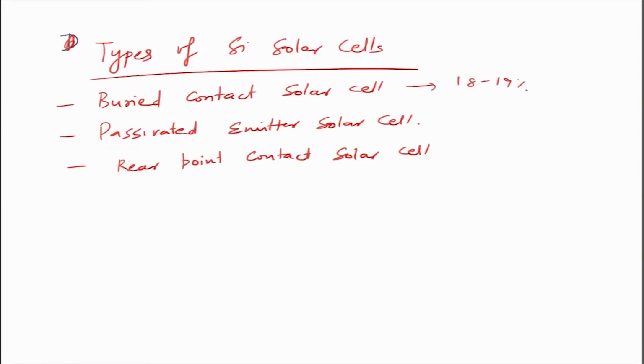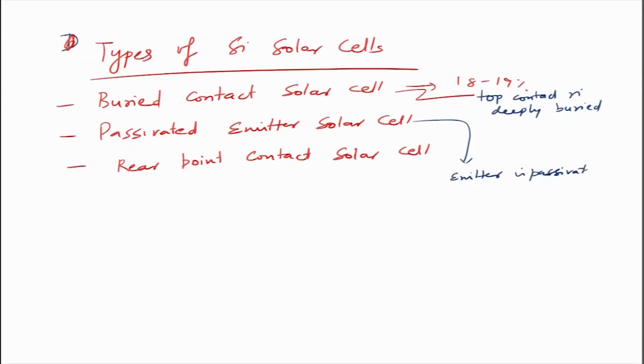In this, what happens is that the contact is buried. So, basically the top contact is deeply buried, right. In case of passivated emitter, the emitter is strongly passivated. So, emitter is that is a top silicon. Okay. So, you have a thin oxide layer on top, which is there in most cases, but so these have efficiencies of the order of about 20% and higher.